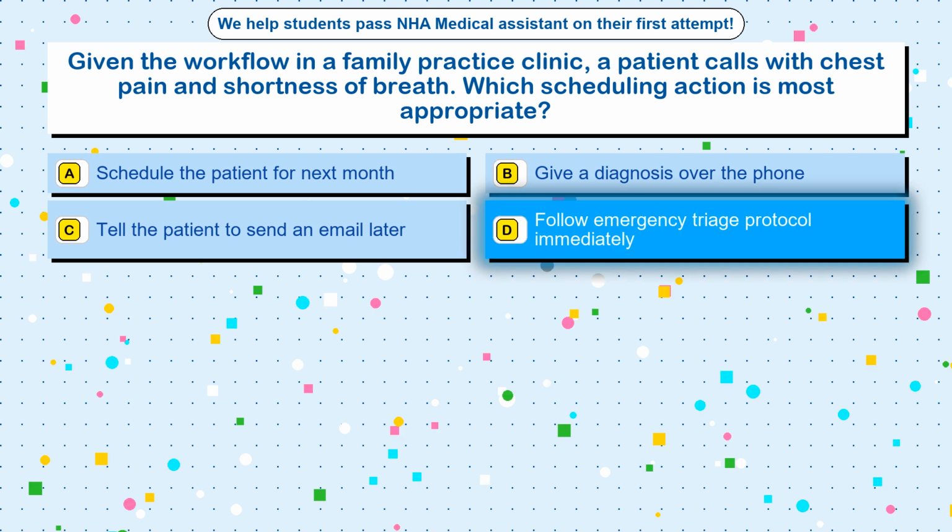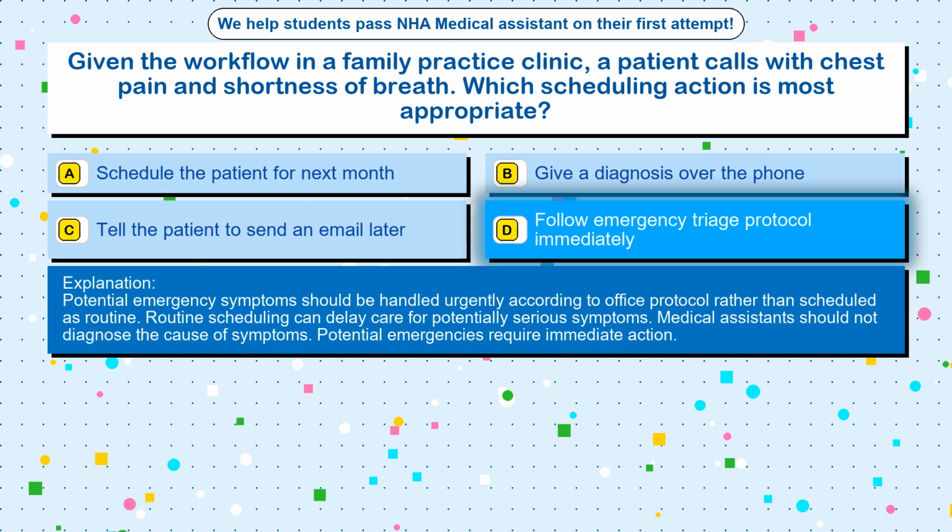The correct answer is option D. Follow emergency triage protocol immediately. Potential emergency symptoms should be handled urgently according to office protocol rather than scheduled as routine. Routine scheduling can delay care for potentially serious symptoms. Medical assistants should not diagnose the cause of symptoms. Potential emergencies require immediate action.